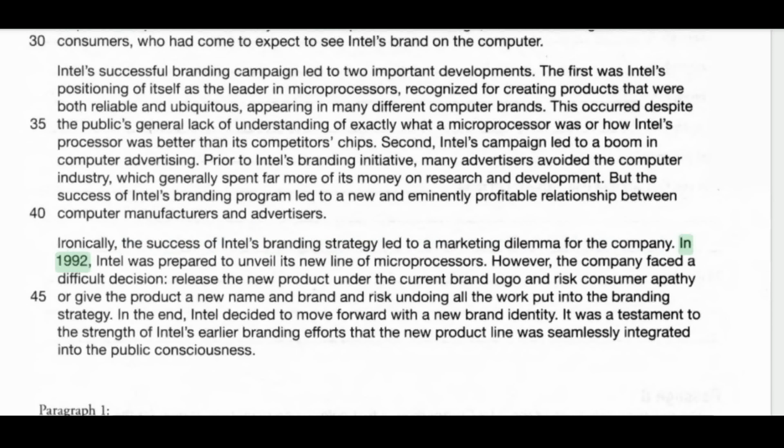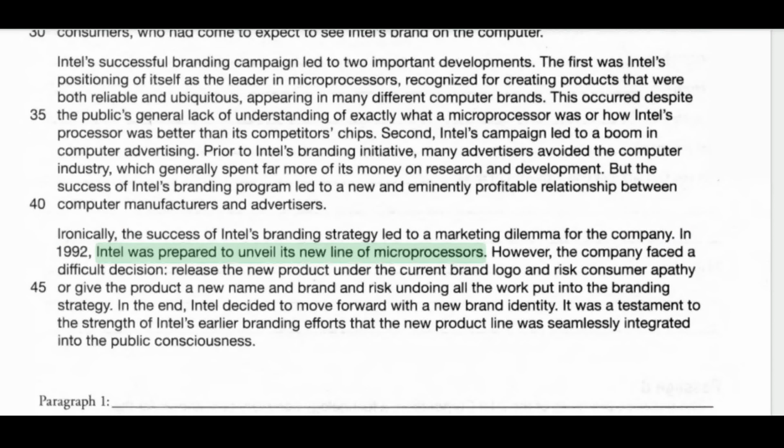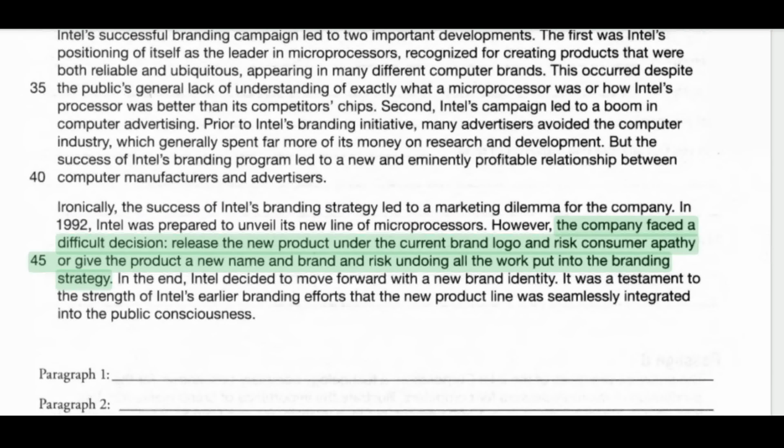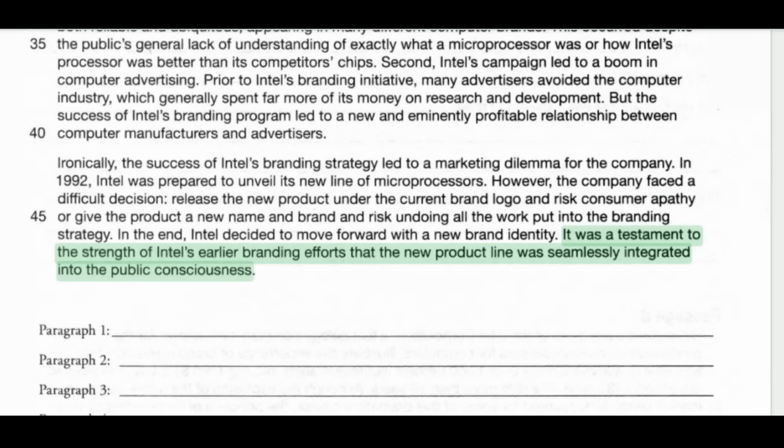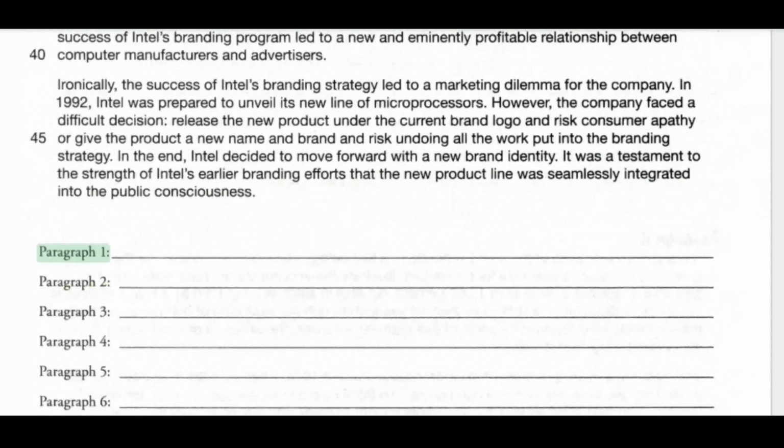In 1992, Intel was prepared to unveil its new line of microprocessors. However, the company faced a difficult decision: release the new product under the current brand logo and risk consumer apathy, or give the product a new name and brand and risk undoing all the work put into the branding strategy. In the end, Intel decided to move forward with a new brand identity. It was a testament to the strength of Intel's earlier branding efforts that the new product line was seamlessly integrated into the public consciousness.